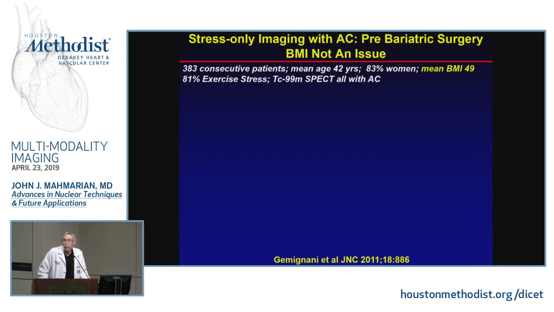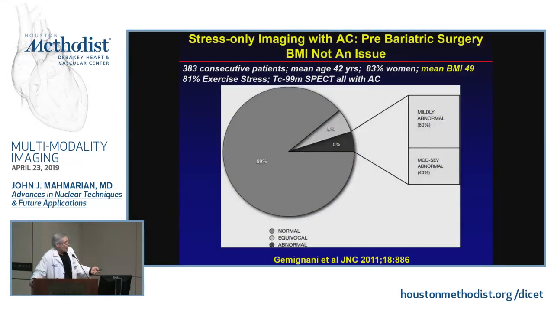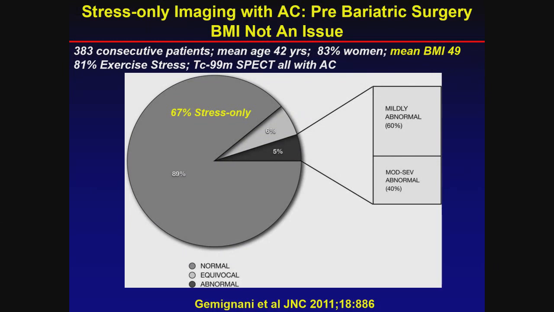There are ways in which we can improve our ability to do stress first and stress only imaging. One is to use attenuation correction. This is a study in patients going to pre-bariatric surgery. 89% of these patients had a normal study. Some had a mildly abnormal study. Some had a moderate to severely abnormal study. But what's important in this study is that most of these patients were able to undergo stress-only imaging, even at this very high weight. I mean, these are people with BMIs of 49. Okay, they were still able to undergo only stress imaging because it was normal in most of the patients.